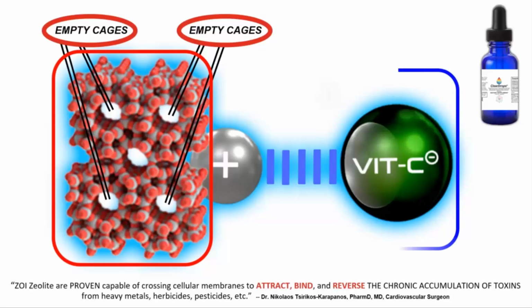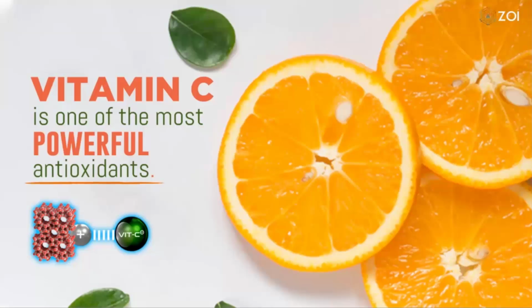So now let's understand the significance of vitamin C being connected to the zeolite in ZOI ClearDrops. Vitamin C is one of the most powerful antioxidants that every single one of us has known all of our lives. Our grandmothers, our mothers constantly told us to drink our orange juice, right? The zeolite in ZOI ClearDrops is connected with vitamin C for a very, very significant reason. Remember, Dr. Nicholas is a pharmacist first. So what's this big deal about vitamin C and the zeolite in ZOI ClearDrops?